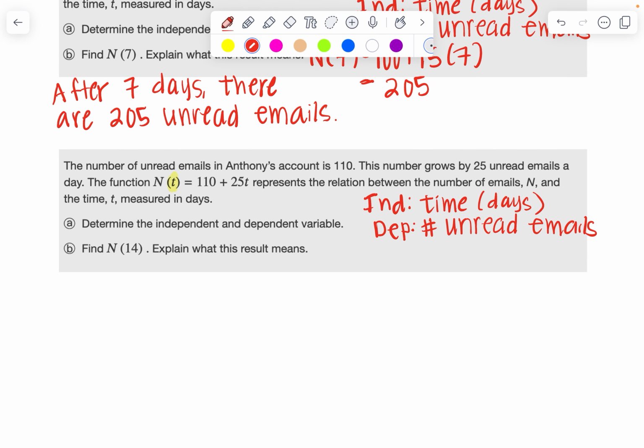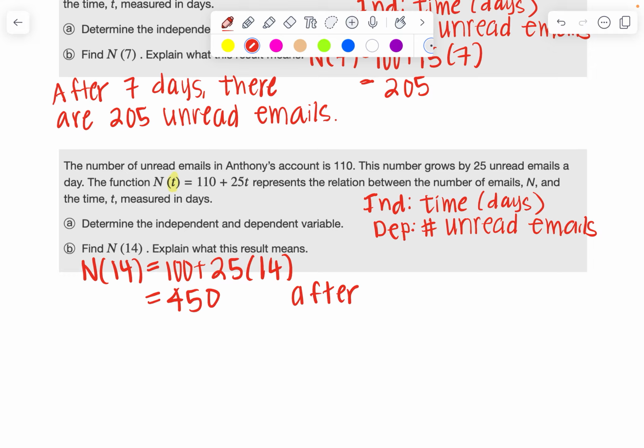Find n of 14 and explain what it means. So n of 14 is 110 plus 25 times 14. And that gives us 450. So this one, after 14 days, there are 450 unread emails.